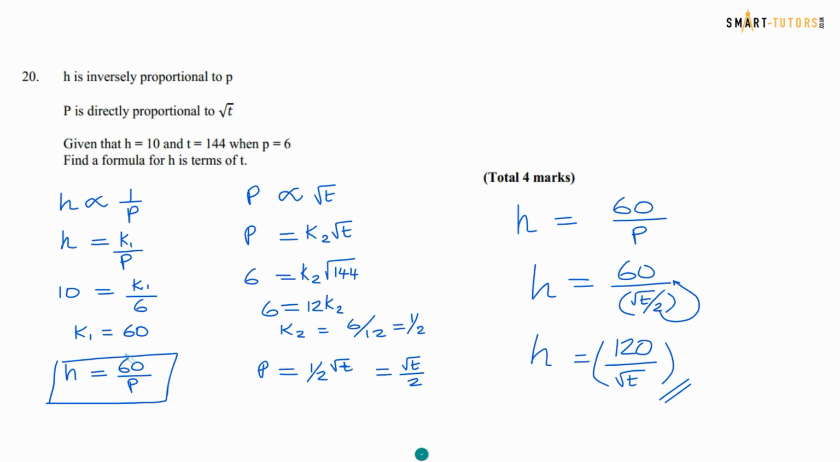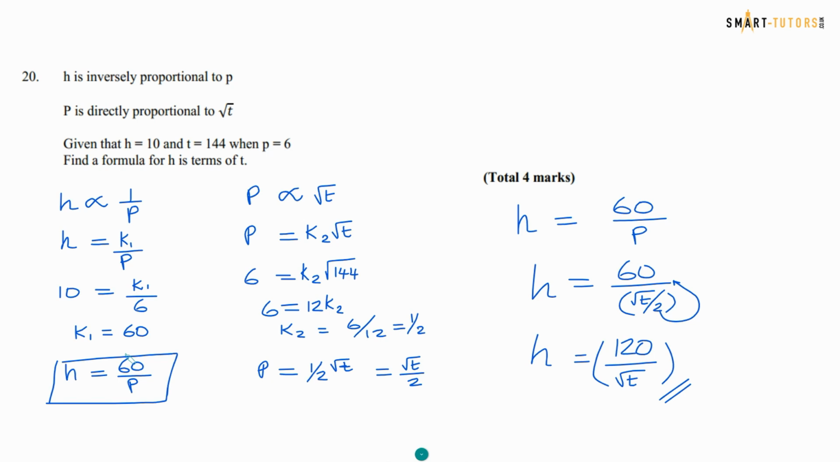The second relation is P is directly proportional to root T. So P equals K2 root T. So 6 equals K2 root 144. The square root of 144 is 12, so 6 equals 12 K2. So K2 equals 6 over 12, which is 1 over 2. So P equals root T over 2.